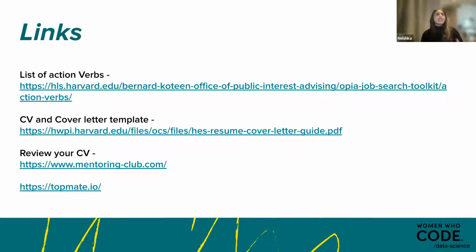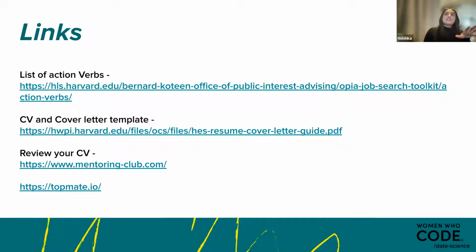Yeah, there are a few links. Please don't be restricted to these links only. You can definitely go around finding other links as well. But these are a few links that I've found very useful. I use them most of the time. These are lists of action verbs that you might find. It's a Harvard list, and it's really, really good. You're going to find a lot of them.